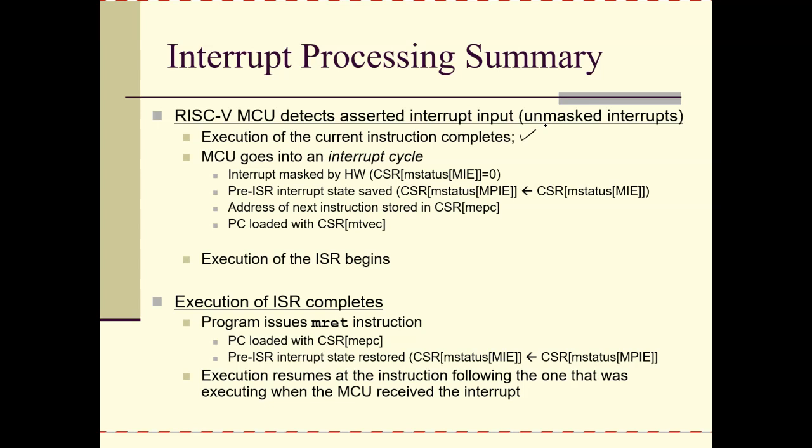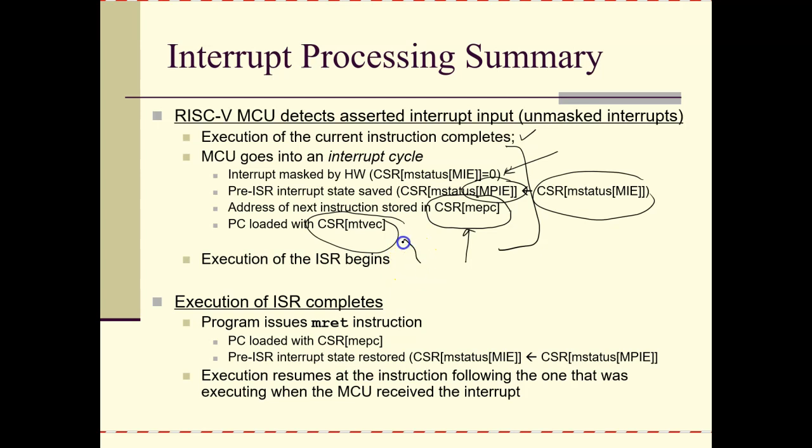At that point, it goes into an interrupt cycle, and 4 things happen. One is the interrupt enable bit is cleared, so you don't get any more interrupts. Before that bit is cleared, it's actually saved in another bit. And then I'm going to load the address of the instruction that would have been executed into another CSR register, which is the MEPC register, and then I'm going to take the value in the MTVEC register and load it into the program counter.